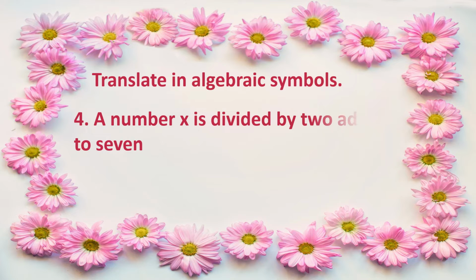Next one. A number x is divided by 2 added to 7. So how will you write this? 7 plus x divided by 2. That's all. So 7 plus x by 2.